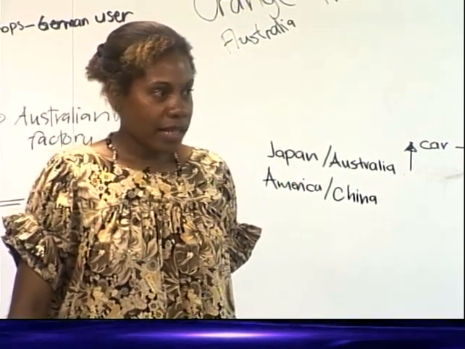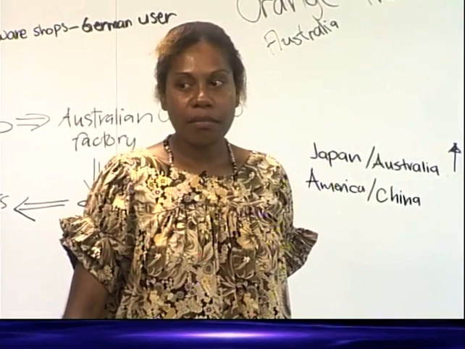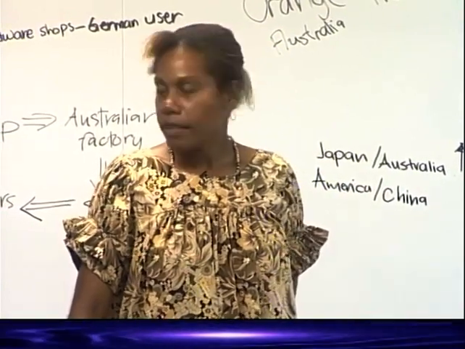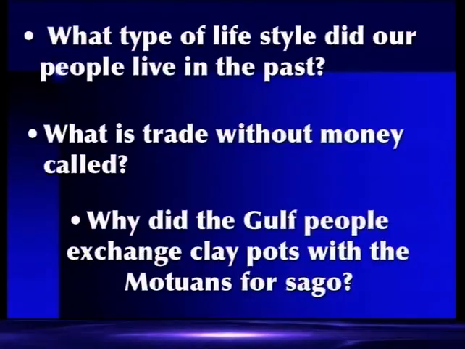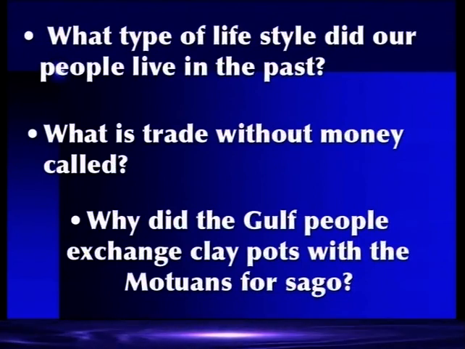Okay, that was in the past, right? But now we trade with money, right? Okay. Okay, the last question, please. Andy, the last question. Okay, why did they exchange? Why did the Gulf people exchange their sago with the Motuans for clay pots?